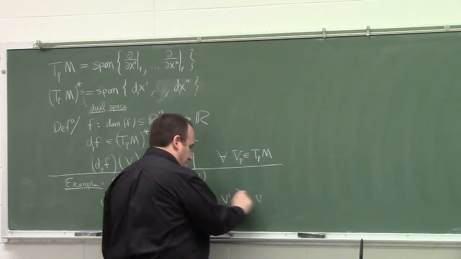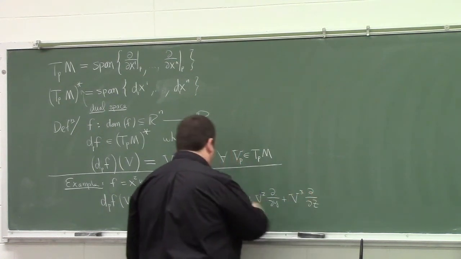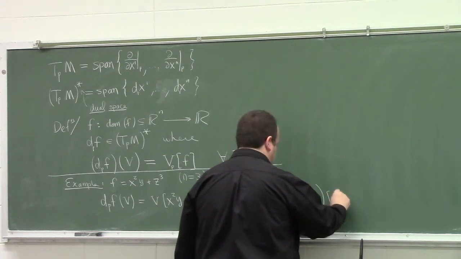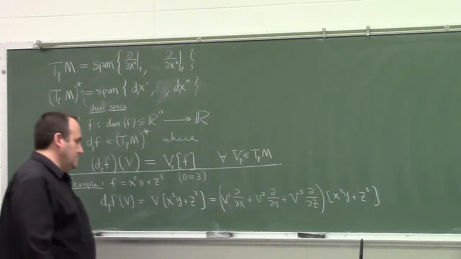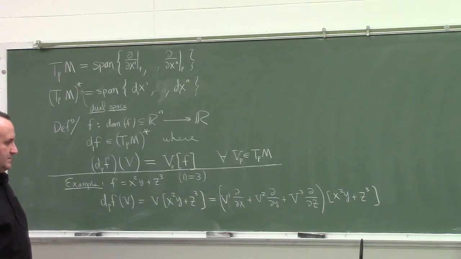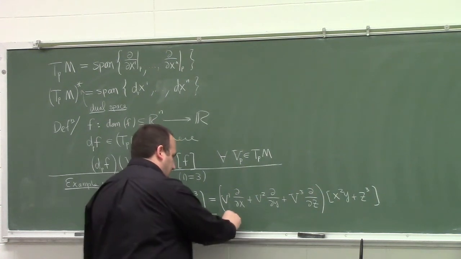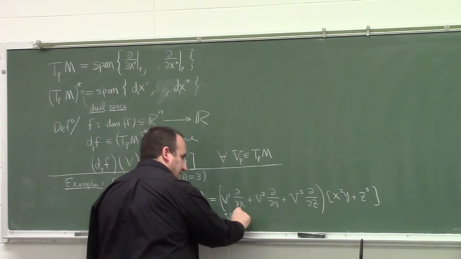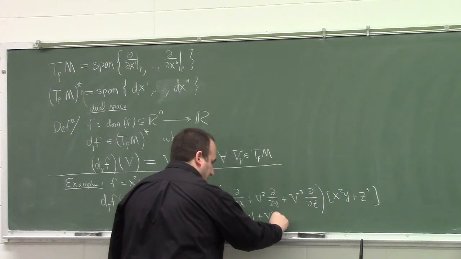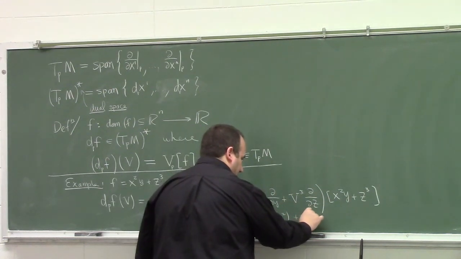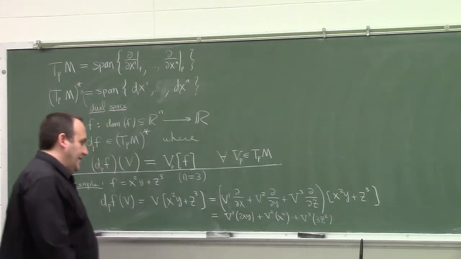Oops, we write the one up. So what happens as this hits x squared y plus z cubed, right? We get v1 times 2xy plus v2 times x squared, right? Plus v3 z squared, right? And there you go. That's actually how that would work out for that function.